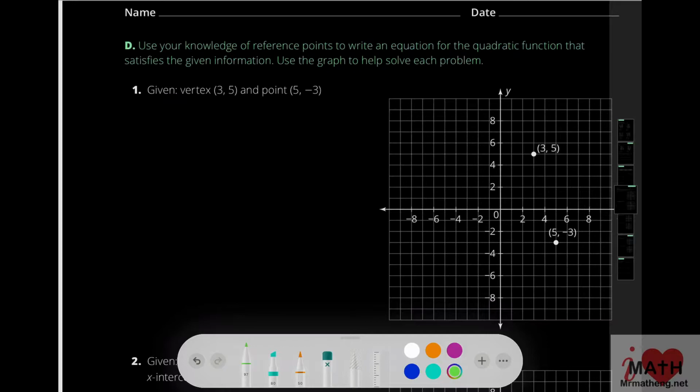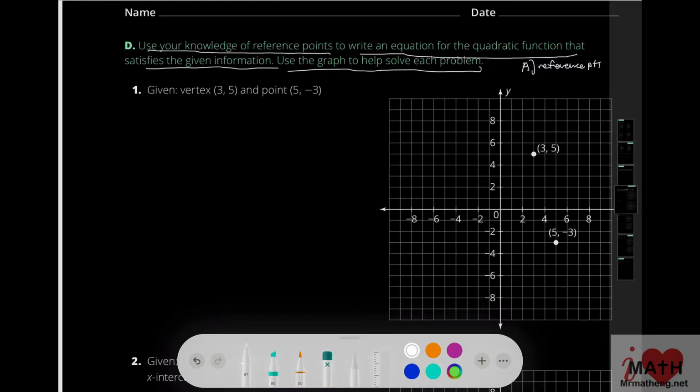In D1 it tells us, use your knowledge of reference points to write an equation for the quadratic function that satisfies the given information. Use the graph to solve the problem. Okay, I'm going to solve this in two ways. Number one, I'm going to use reference points. Or option B, I can use the equation. So you figure out which one makes sense to you. Let's talk about reference points.